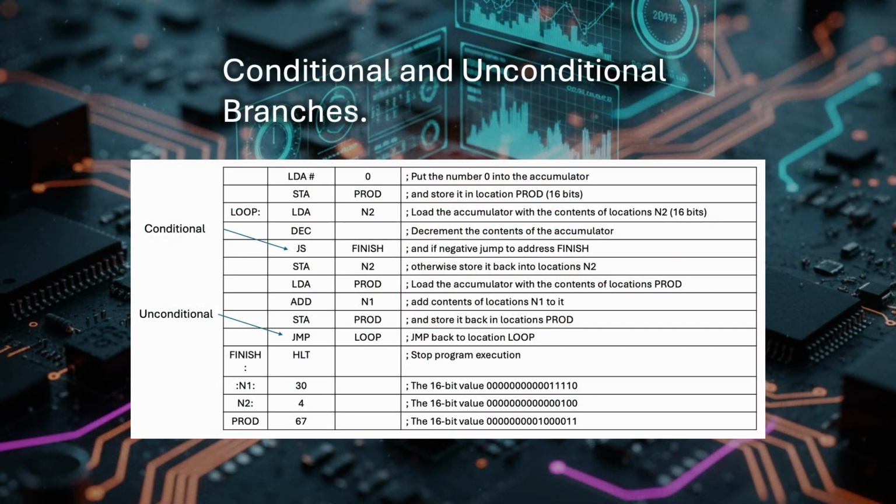In the previous program example, we made use of both conditional and unconditional branching. JMP loop simply jumped to the memory location represented by the label loop. That is, it did not check any condition and would jump every time. On the other hand, JSFinish checked each time if the value within the accumulator was negative. If this was found to be true, the program would jump to label finish. If not true, the program would continue to execute from the next instruction, STA-N2.